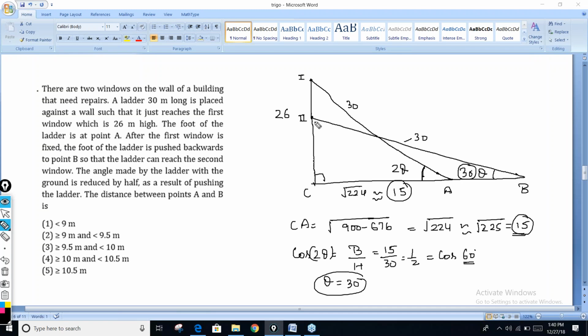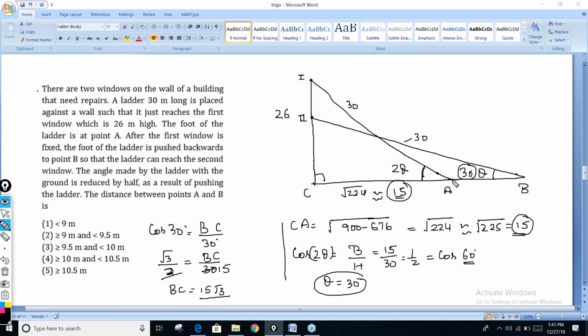Now we have the angle, we have the hypotenuse, we need to get the length of BC. So again, I'll use cos 30. Cos 30 is base upon hypotenuse. Hypotenuse is 30. And cos 30 is root 3 by 2. That is BC upon 30. So what is the length of BC? The length of BC comes out to be 15 root 3.